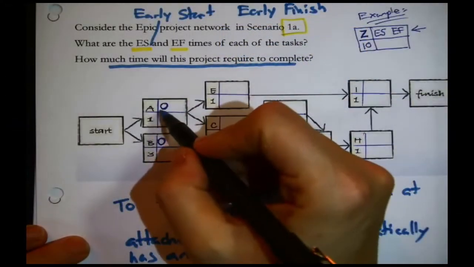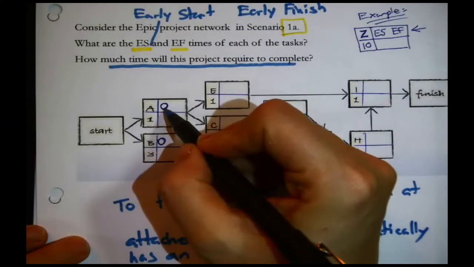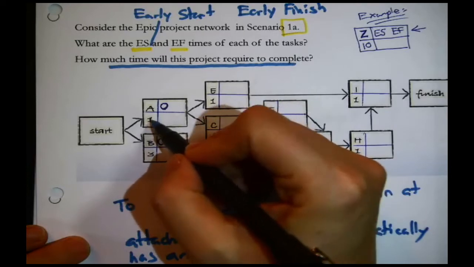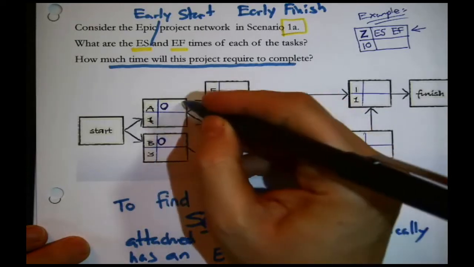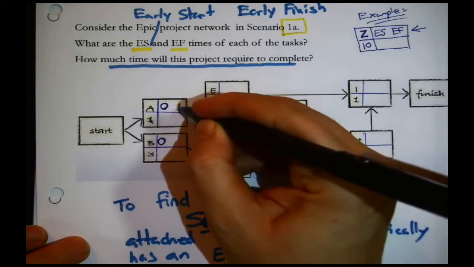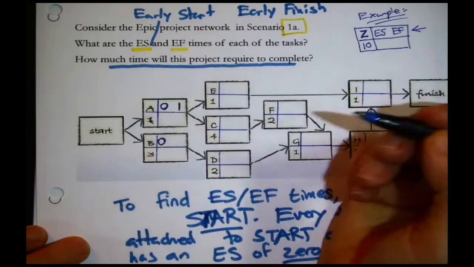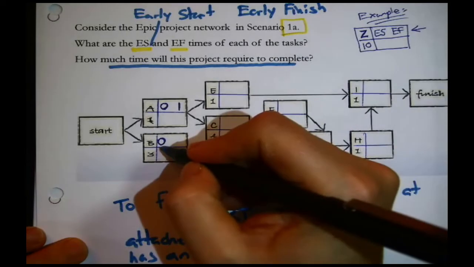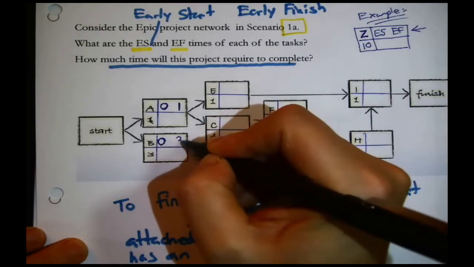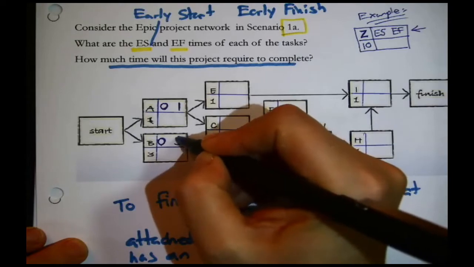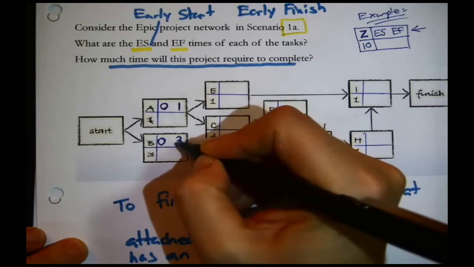In the case of A, the earliest we could start on A is right now. I'm just reading the information on the network. It's 1 day's worth of work. That means that the earliest we could be finished with it is in a day. If we started right now, we'd be done in a day. With B, it's 3 days worth of work. If we started right now, we'd be done in 3 days. So the early finish time is 3.